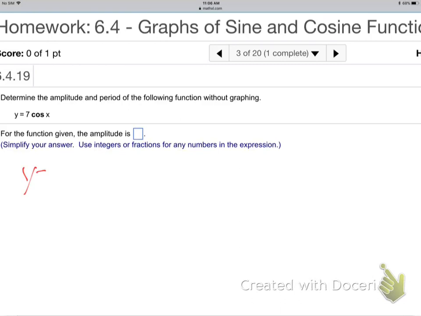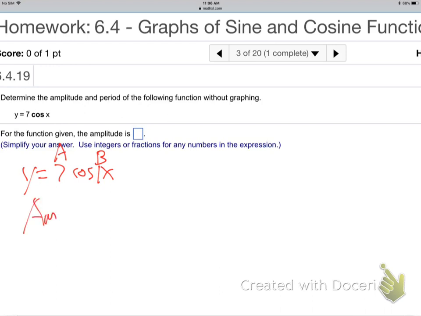So y equals 7 cosine x. So the amplitude, what's in the front is a. What's next to x? A 1, really. We call whatever's in the front a. What's next to x, b. It's kind of like when you look at a quadratic formula or something, ABC kind of thing.